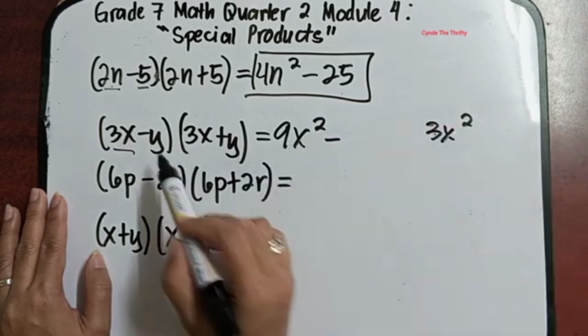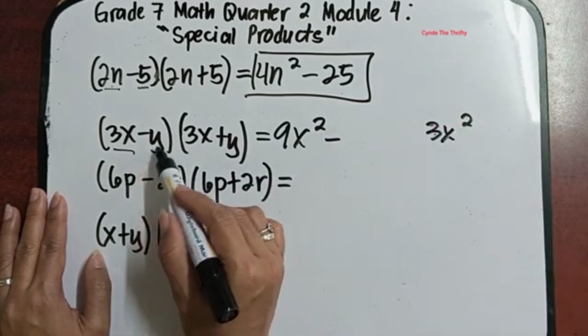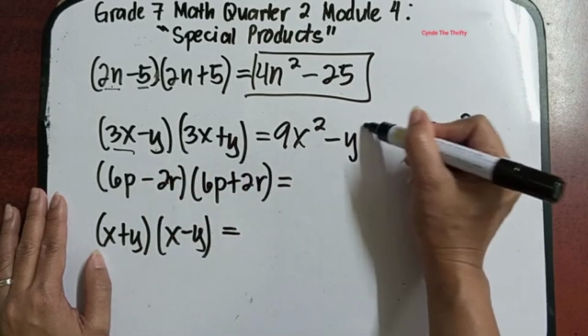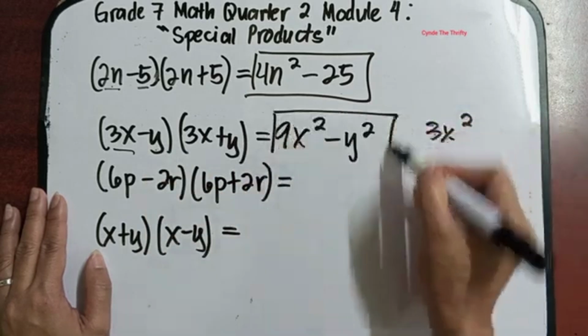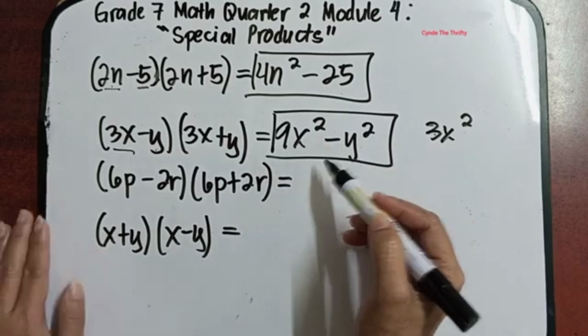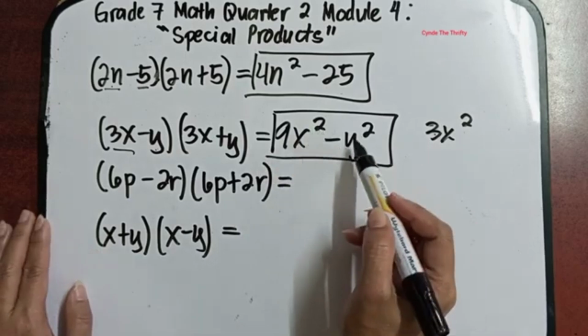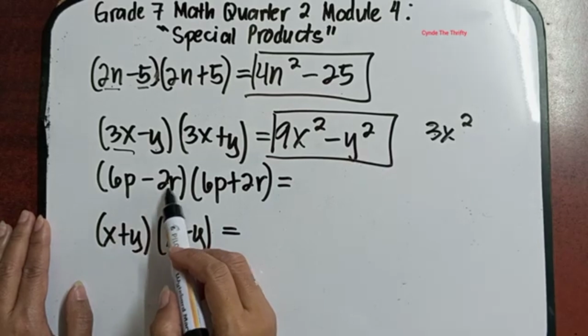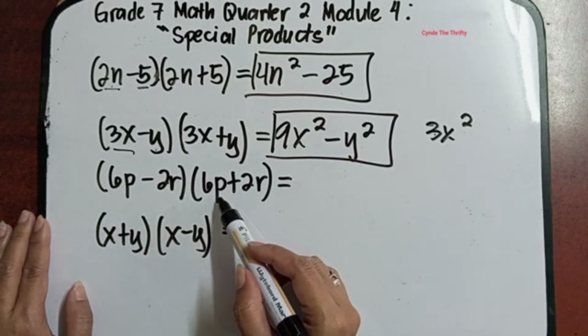Minus square natin ang ating second term. So, ang second term natin is si y. So, ibig sabihin minus y squared. Okay, so ito na yung sagot natin agad. Meron na tayong sagot agad. 9x squared minus y squared. Next example, 6p minus 2r multiplied by 6p plus 2r.